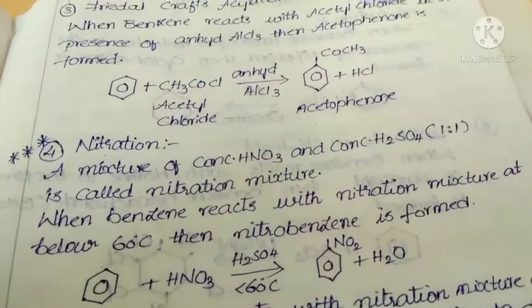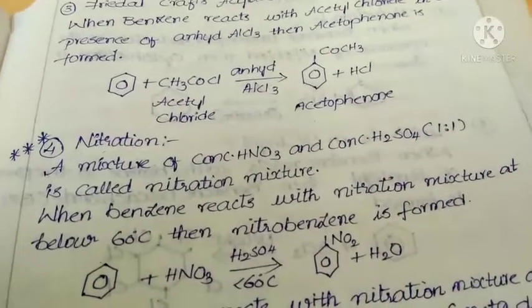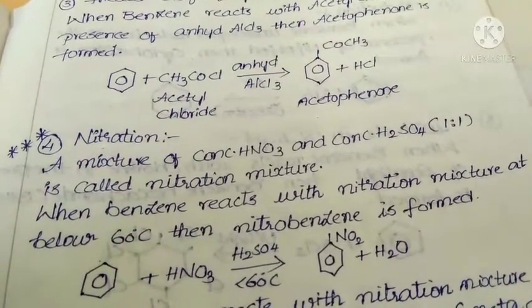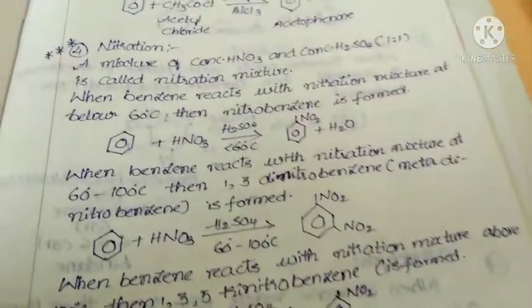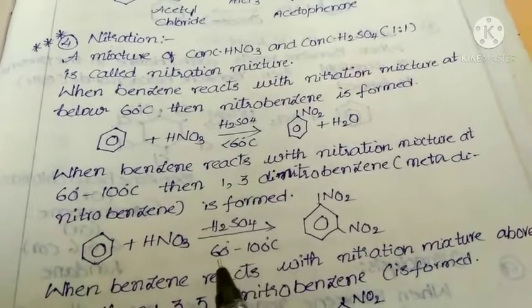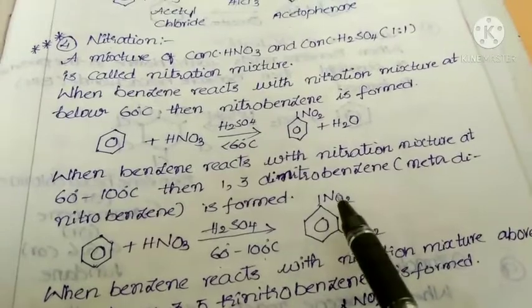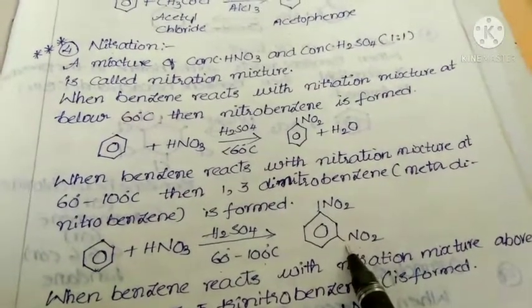Finally we got which one? Nitrobenzene. That means this is also a substitution reaction. If you observe all these reactions, all are the same type of reactions. This reaction takes place below 60 degrees centigrade. Suppose benzene reacts with the nitration mixture between 60 to 100 degrees centigrade, then two nitro groups come and attack the benzene ring. That is called metadinitrobenzene.